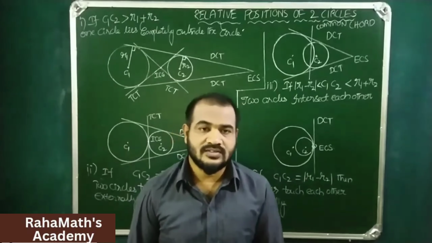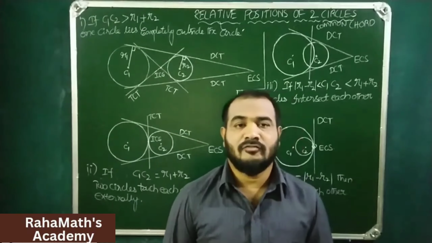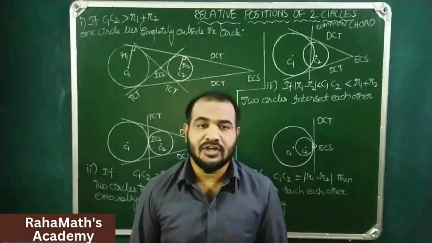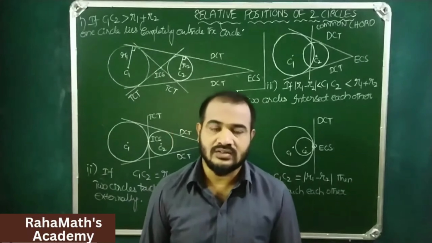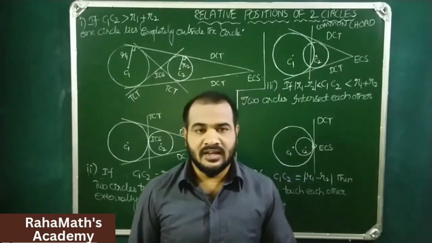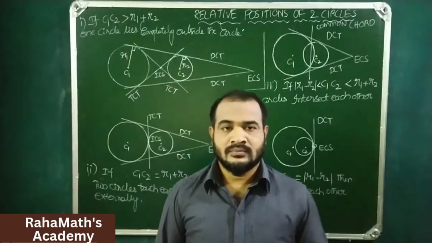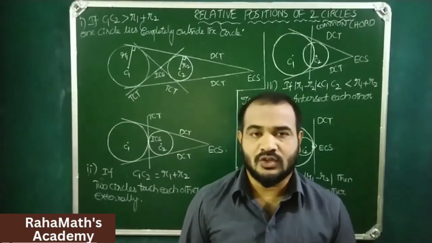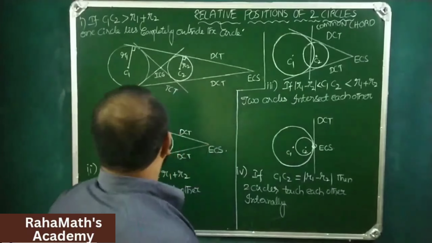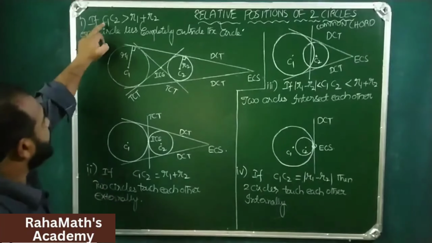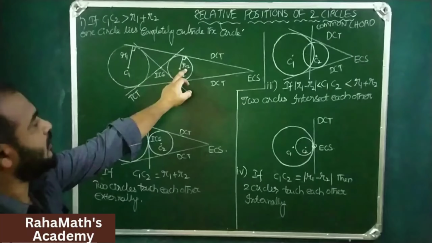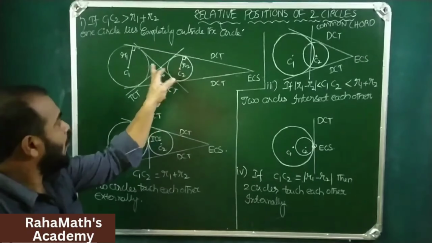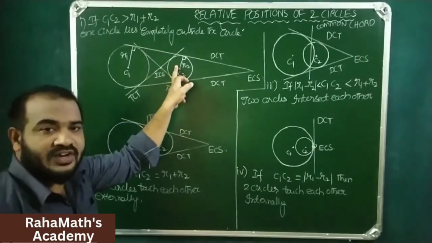Good morning, students. In the previous class we discussed the various possibilities of the relative positions of two circles. Let us recap the relative positions of the two circles quickly. If C1C2 is greater than R1 plus R2, then the two circles will be like this. One circle lies completely outside the other circle.